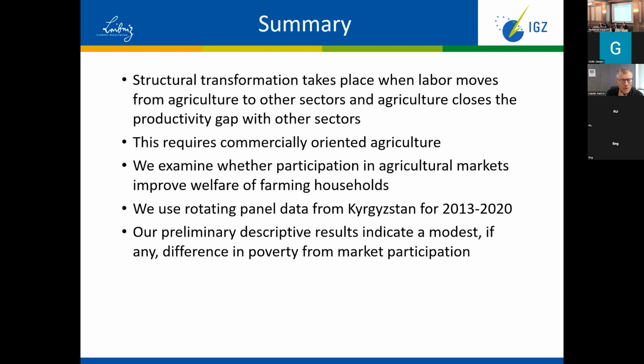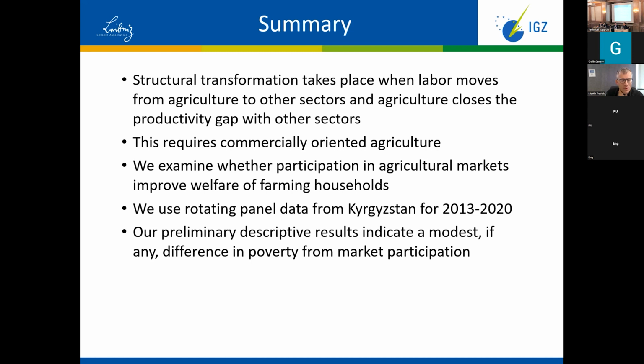So we are talking about structural transformation in an economy. And structural transformation happens when agriculture as a sector more or less becomes as profitable as other sectors, which means that many people who work in agriculture move to other sectors, classically to industry. And this seems to be taking place in Kyrgyzstan as well. We will see a slide.